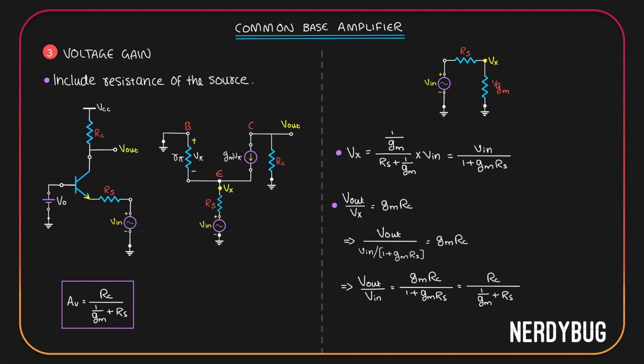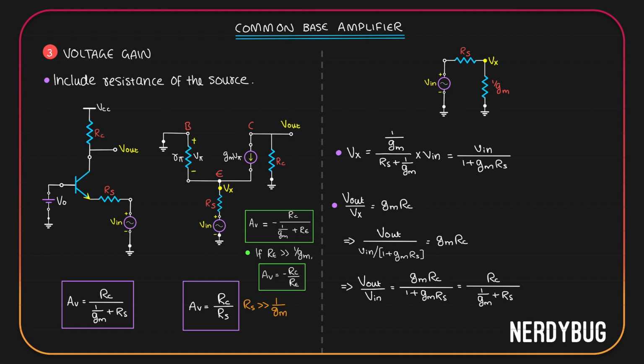One more thing we can do is, if we make sure Rs is very much greater than 1 by Gm, then in the denominator 1 by Gm plus Rs can be approximated to just Rs. In that case, the gain will be approximately Rc by Rs. This is actually analogous to when we had the emitter resistor in the common emitter amplifier. In common emitter amplifier with emitter degeneration, we saw gain is negative Rc divided by 1 by Gm plus Re. There also we said that if Re is very much greater than 1 by Gm, then the gain is approximately minus Rc by Re.